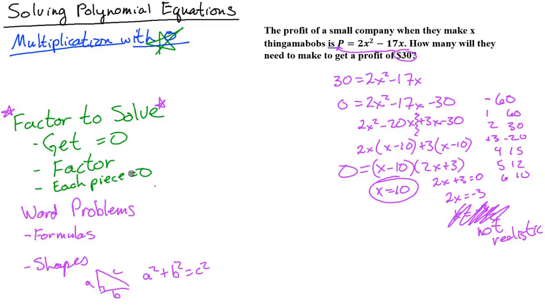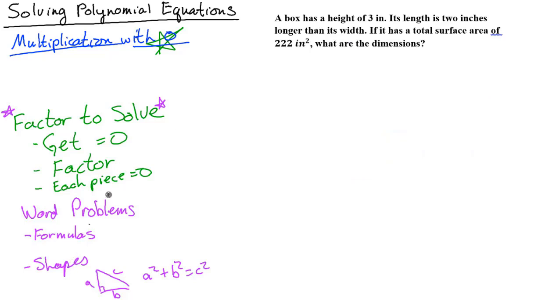All right, let's look at another one. Here's one that has its formula all on its own. A box has a height of 3 inches. Its length is 2 inches longer than its width. If it has a total surface area of 222 inches squared, what are the dimensions? Well, read that again. A box has a height of 3 inches. I'm going to write that down. Its length is 2 inches longer than its width. If it has a total surface area of 222 inches squared, and yeah, that's an area because it's got square inches on it, what are the dimensions?